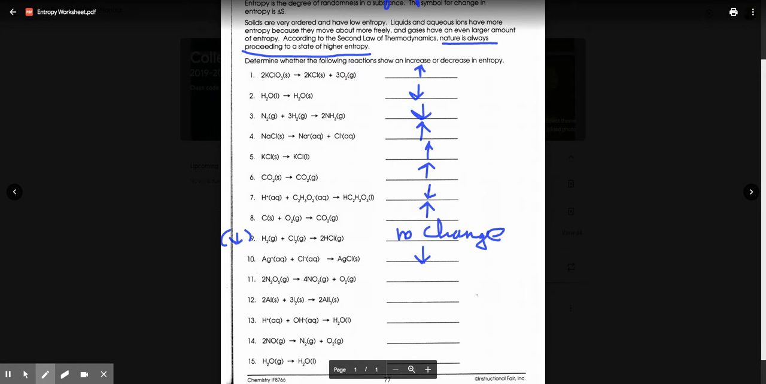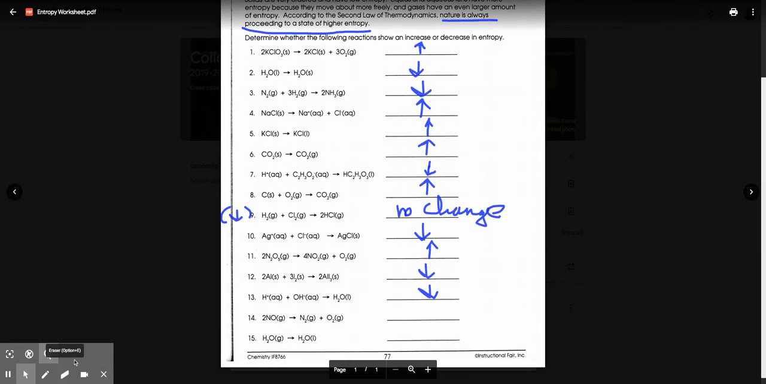So we have gases producing different gases. Number 11 would be an increase because we have more substances. Number 12, we have a decrease because we have one formed solid. They're all solids, but we have two different solids combining to just form one solid. Number 13, we have aqueous becoming a liquid. That's a decrease in entropy.